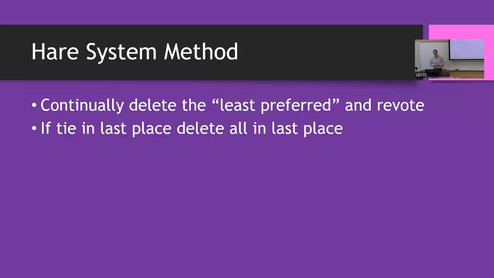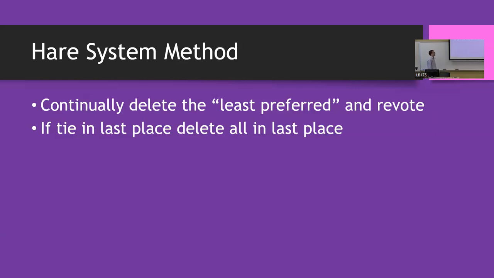This is the system in which you continually delete the least preferred candidate. In other words, instead of trying to pick the best candidate, let's try to get rid of the worst candidate. And we continually get rid of the worst candidate until we have one candidate left. Now, if there's kind of a tie for last, we'll get rid of both of those. And if at the very end there's a tie, then we'll have to determine it based on something else. Probably like who got the most first place votes to begin with, or something like that. So if there's a tie at the very end, we'll give it to whoever got the most first place votes to begin with.